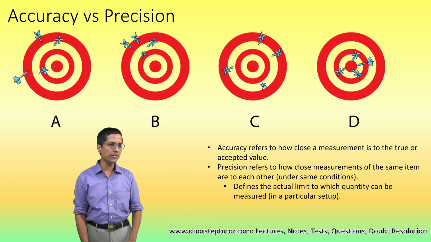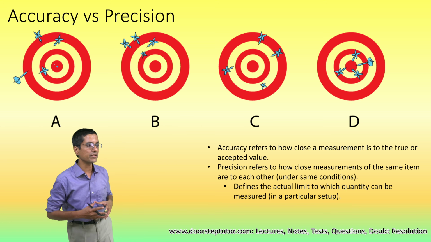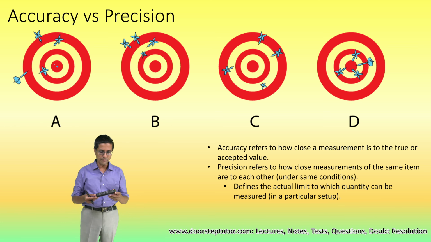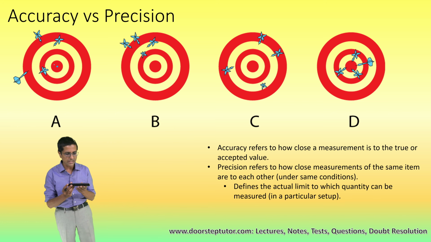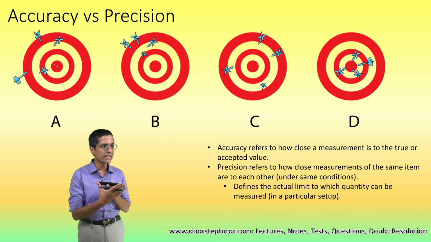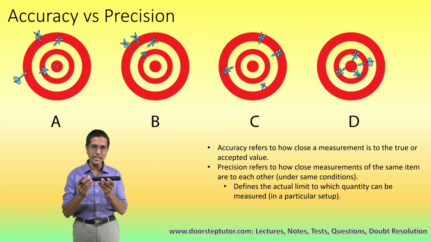In the case of a dartboard, our objective is to come as close as possible to the center of the dartboard. That is what we are trying to do in the case of measurement also. When I am measuring this particular remote, my real objective is to come as close as possible to the real length of this remote. That is my ultimate objective.